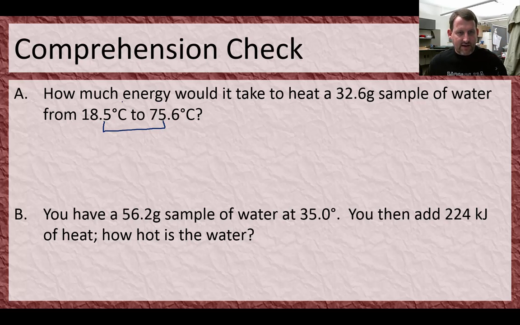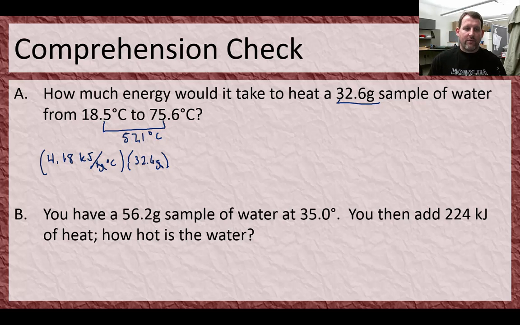I find that's 57.1 degrees. So I need to heat it up by 57.1 degrees Celsius. Now I know that I have a specific heat for water of 4.18 kilojoules of energy per 1 gram of water and per 1 degree Celsius. So to do this, I say, okay, I don't have 1 gram, I have more than 1 gram. So I'm going to multiply the 4.18 by 32.6 grams. And that's going to take care of my grams here.